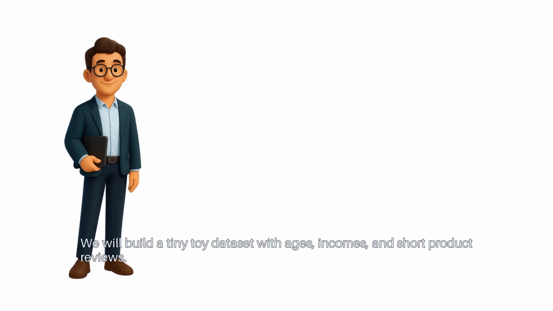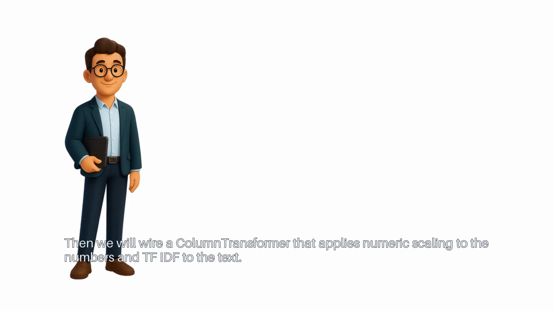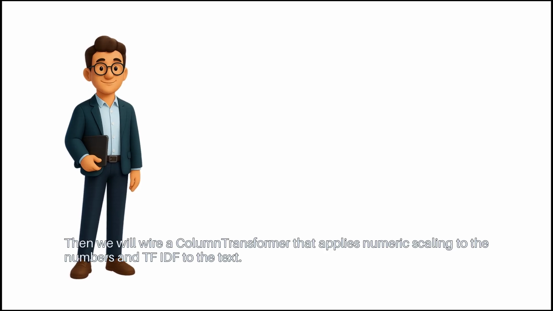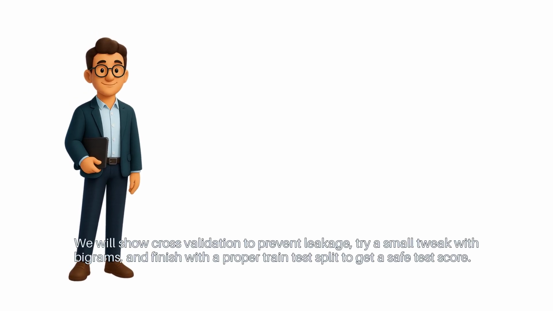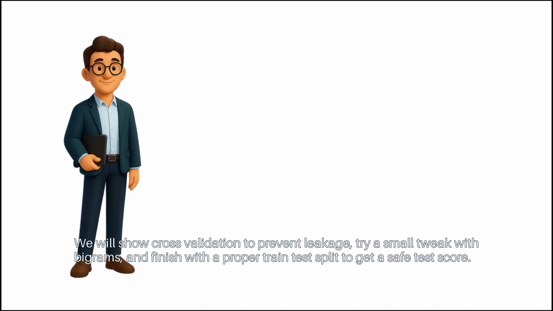We will build a tiny toy dataset with ages, incomes, and short product reviews. Then, we will wire a ColumnTransformer that applies numeric scaling to the numbers and TF IDF to the text. We will show cross-validation to prevent leakage, try a small tweak with bigrams, and finish with a proper train test split to get a safe test score.